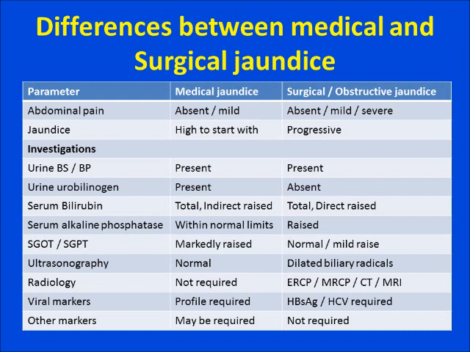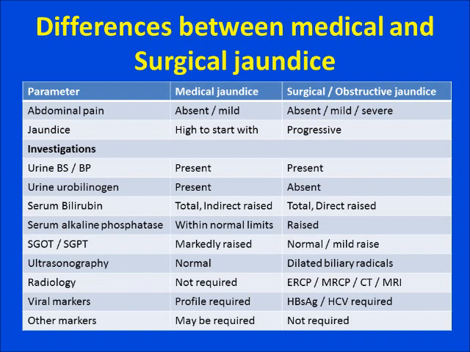The enzymes, the SGOT and SGPT, are markedly raised in medical jaundice, but in surgical jaundice they may be normal or they may show a very mild rise. The ultrasonography is generally normal in medical jaundice, but it shows dilated biliary radicals due to an obstruction in surgical jaundice.